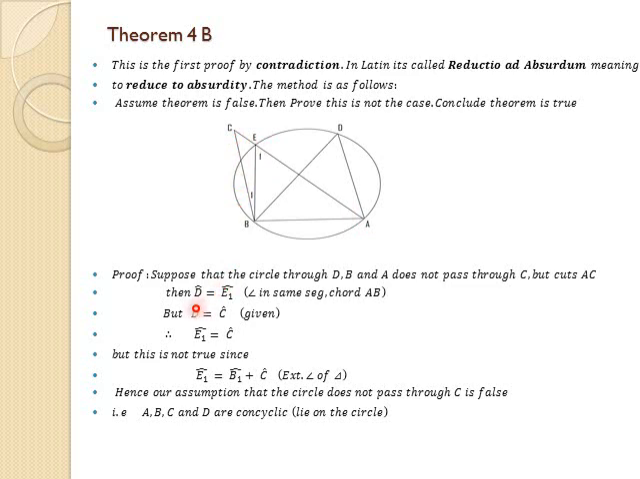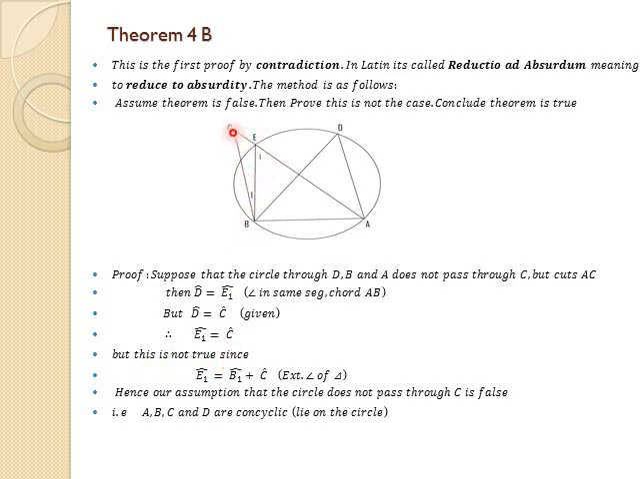Then I can say that this angle D must equal that angle E1, angles in the same segment. If I come back with E1, it rests on AB, and if I come back with angle D, it also rests on AB. So they have a common chord, therefore we can say they are equal. But in our statement, we said that angle D equals angle C. That was given to us. So from what we've proven, angle E1 must equal angle C. But this is not true.